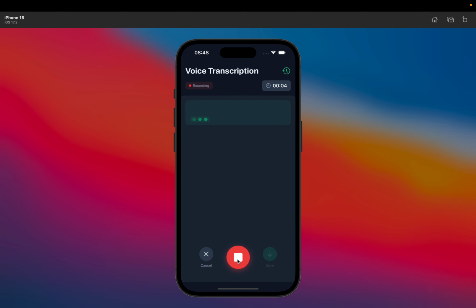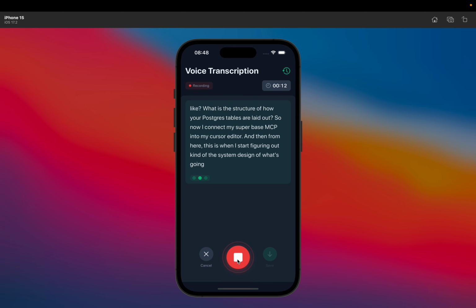So now I connect my Supabase MCP into my Cursor editor, and then from here, this is when I start figuring out the system design of what's going on. So now with the Supabase MCP plugged into my Cursor code editor, this is when I start figuring out the whole backend process of what the system design is going to look like. What are the database tables looking like in the backend? And LLMs are really good at system design.